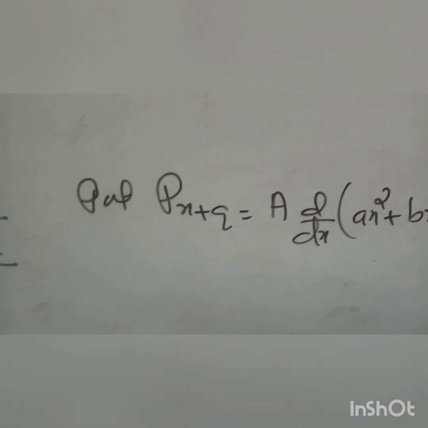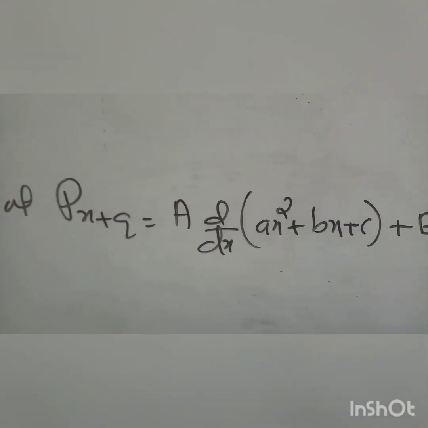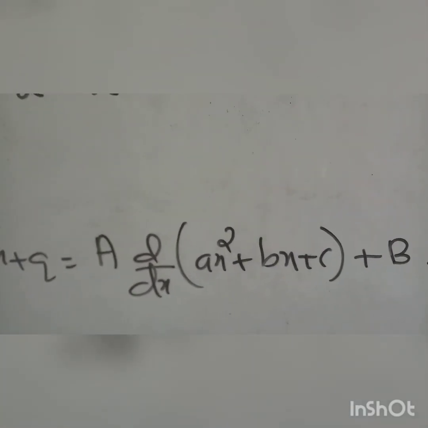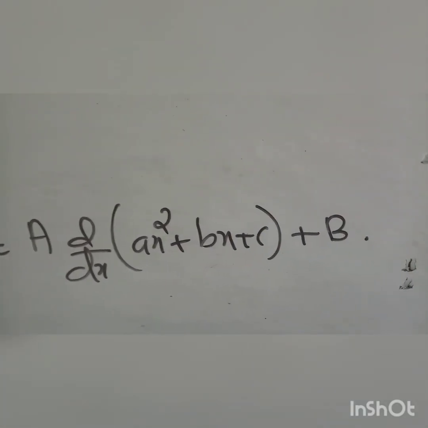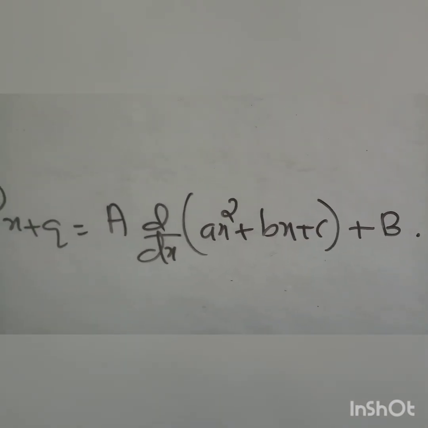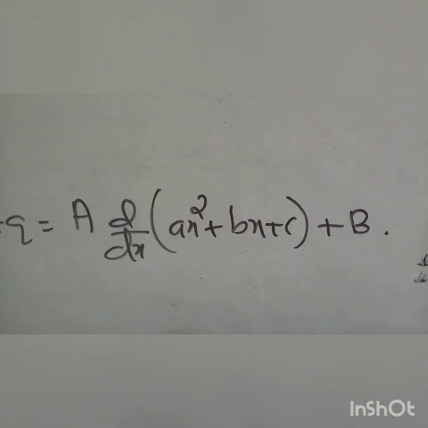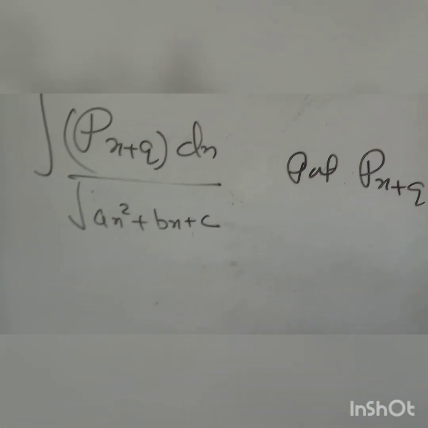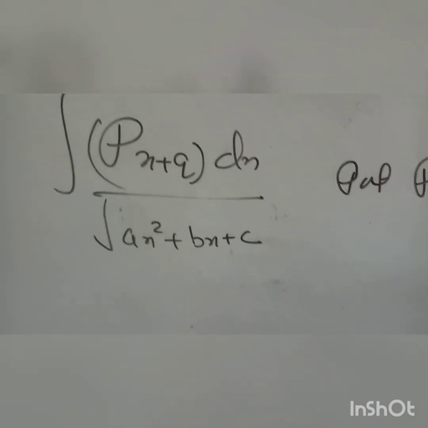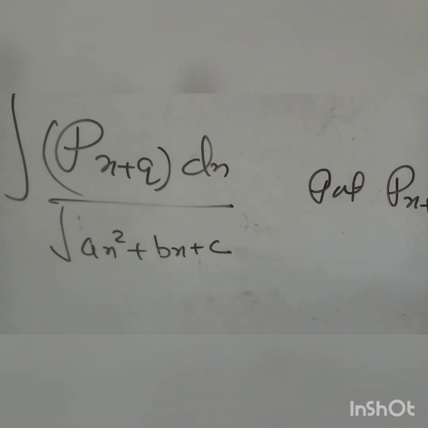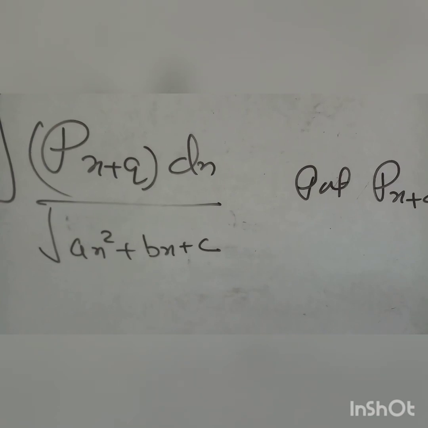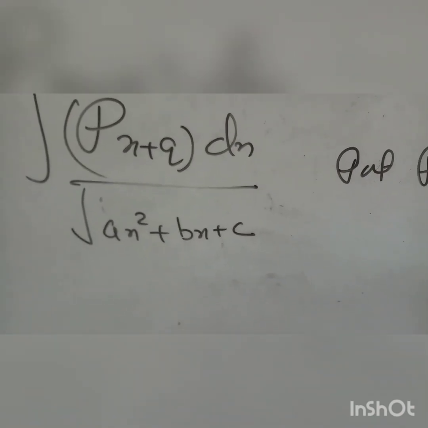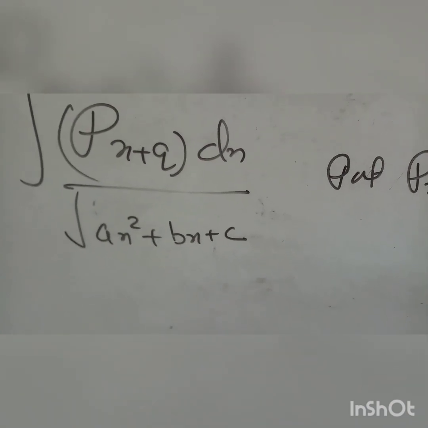Similar to the previous one, take px + q equal to a into d by dx of the function inside the square root, that is d by dx of (x² + bx + c), plus b. Find a and b by comparing the coefficient of x on either side and putting x equal to 0 in this expression, split the numerator, then integrate. Here the first part is always 1 by root u, and the integral of that is always 2 root u, and the second part you can find by splitting the function inside the square root.